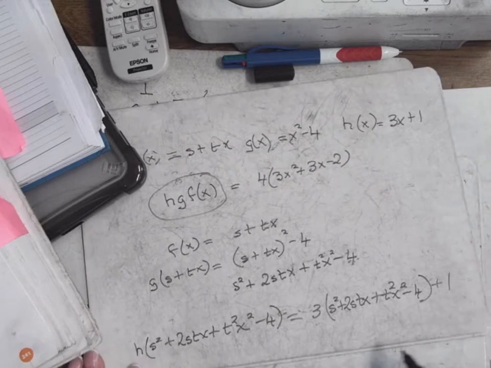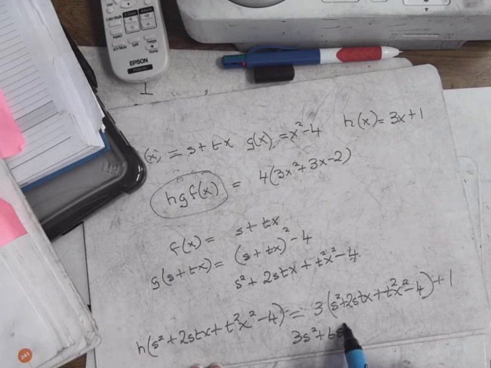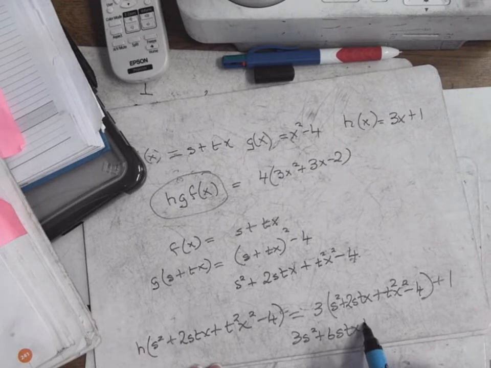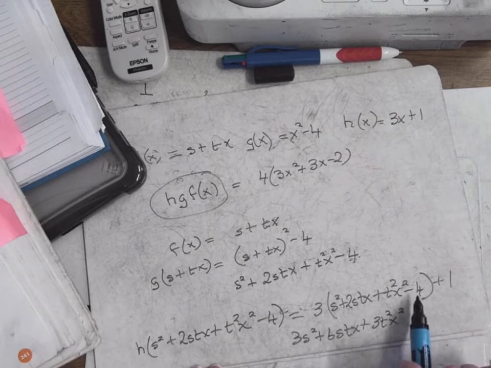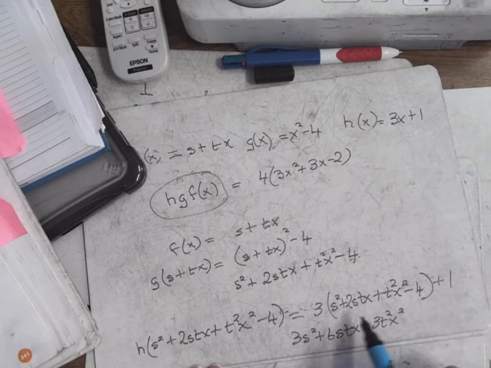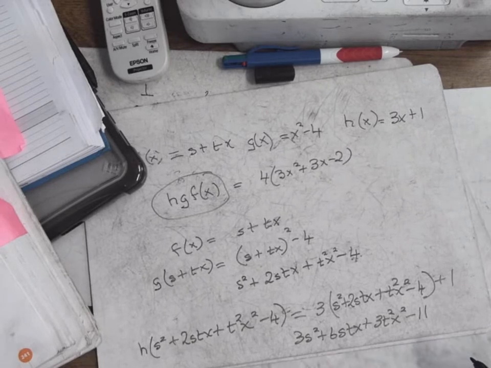Is that okay? Multiplying out, that's 3s squared plus 6stx plus 3t squared x squared. Then I have 3 by minus 4 is minus 12. Minus 12 plus 1 is minus 11. Is that okay? I just do 3 4s are 12. Minus 12 plus 1 would be minus 11. Are we okay? Right, okay.